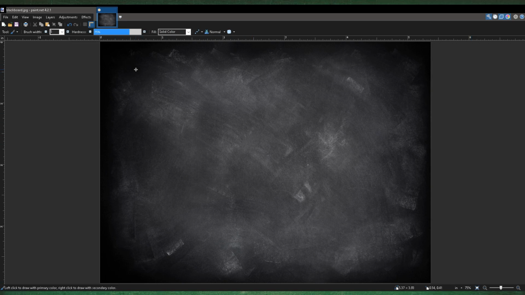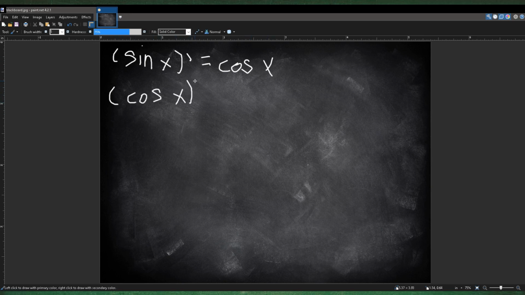Okay, let's begin with cosecant of x now. I'll rewrite the sine of x. The derivative of sine of x is equal to cosine of x. And the derivative of cosine of x is equal to negative sine of x.